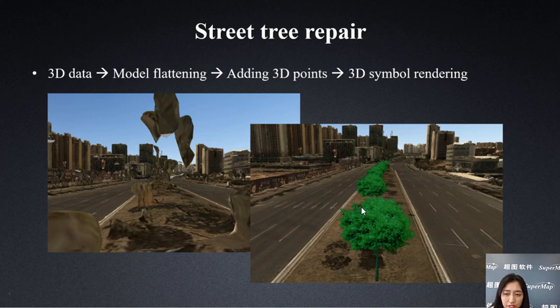In order to solve this problem, SuperMap desktop provides the model flattening function for the oblique photographic model, which can remove the broken and suspended parts of the oblique photography model. Then we could place the 3D model symbol in the original position to replace it. So this process is very simple.